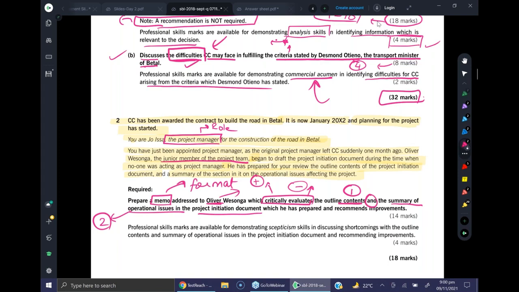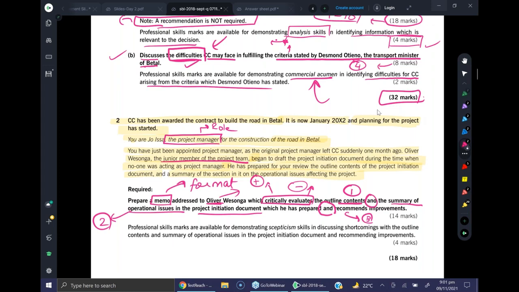So critically evaluate this, which he has prepared. And there is a third part, recommend improvements. You see that the last two words are very quickly written: recommend improvements. So what if I forget about it? What will happen? Can you tell me? If I forget about recommending the improvement to the document, because I'm the senior and I'm telling the junior to improve the document, I will lose marks.